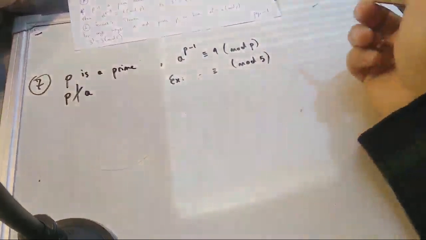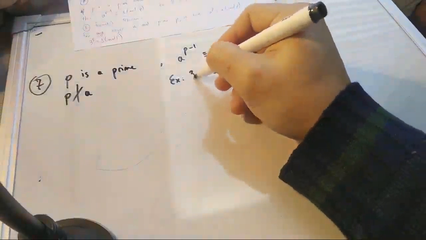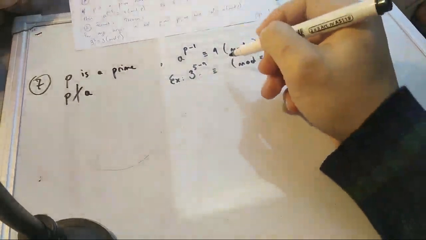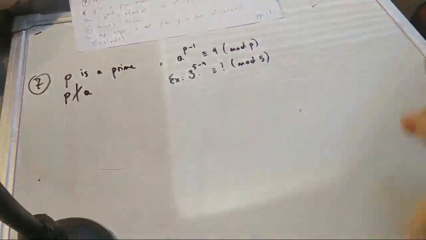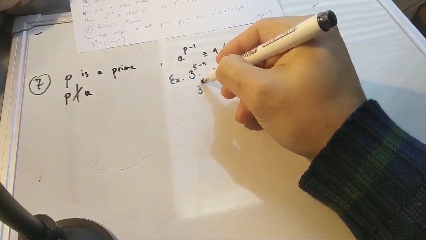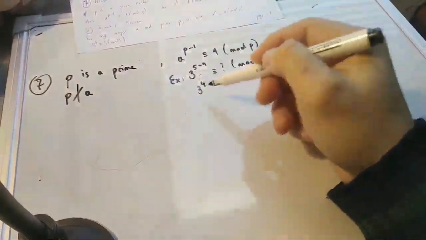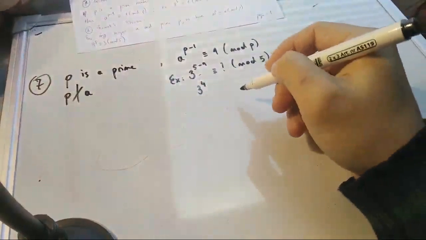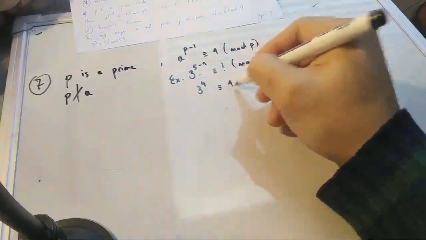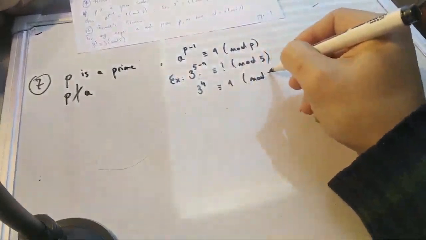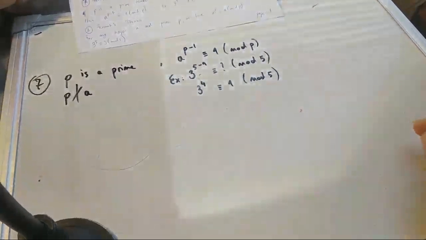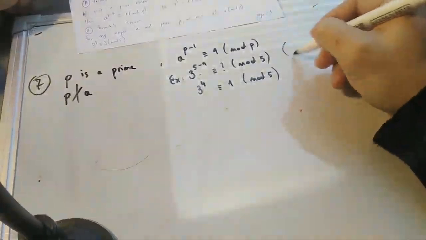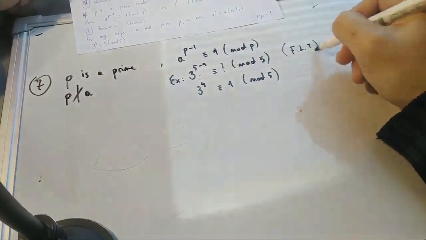So for a, let's take 3, because 5 is not divisible by 3. 3 to the power of 5 minus 1. What is the remainder here? It's 3 to the power of 4. When we divide 3 to the power of 4 by 5, as you know, we will get 1, right? Okay. It is Fermat's little theorem.